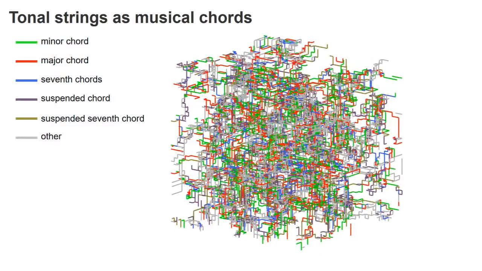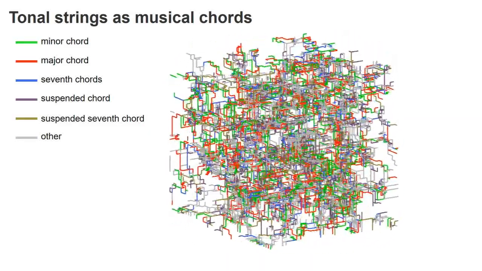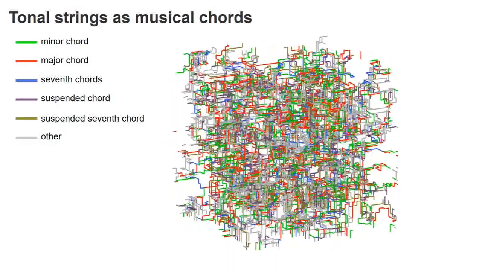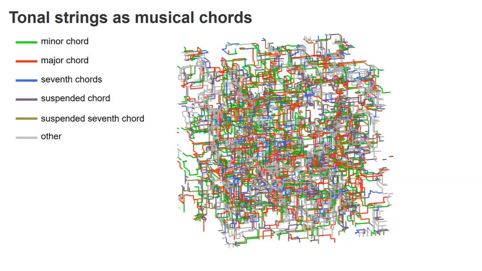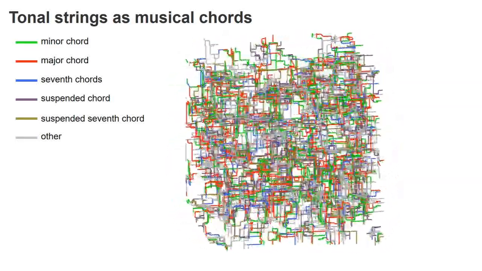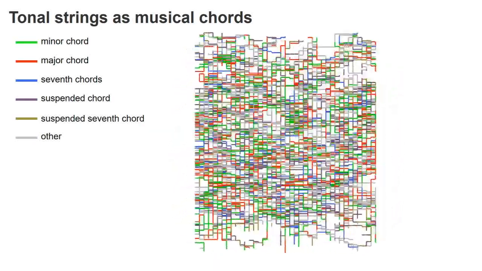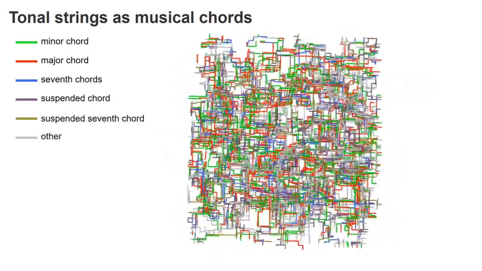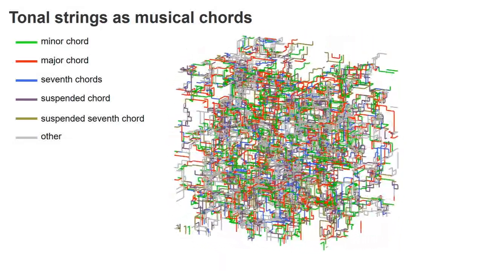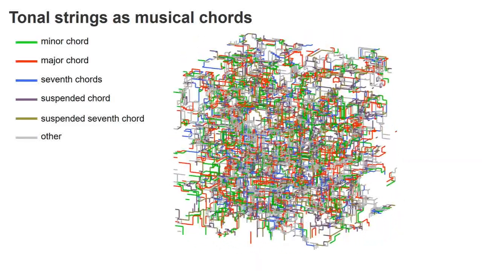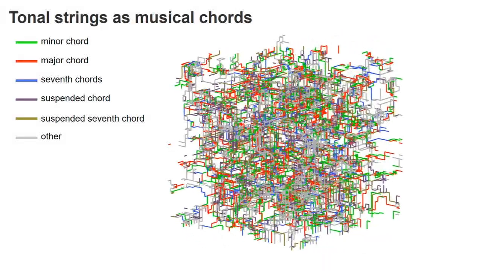We can take a closer look at what these strings represent. And it turns out they closely mirror the kinds of chords that are used in music. I've color-coded them here, so the green and red are the common minor and major triads that are very commonly used in music, and then many other chords appear also, like seventh chords and suspended chords, and many other things. And so this lattice is sort of representing the structure of musical harmony, with paths along these strings representing progressions of harmony.